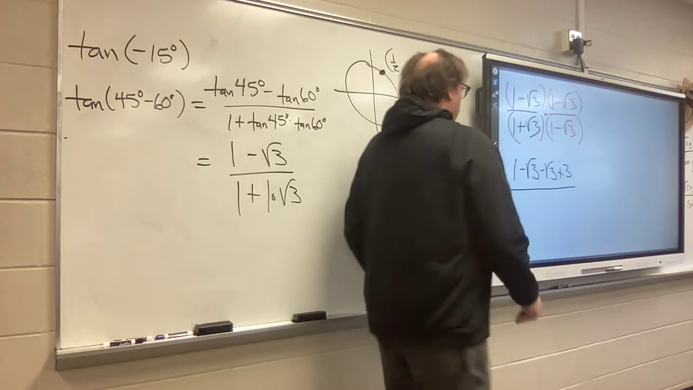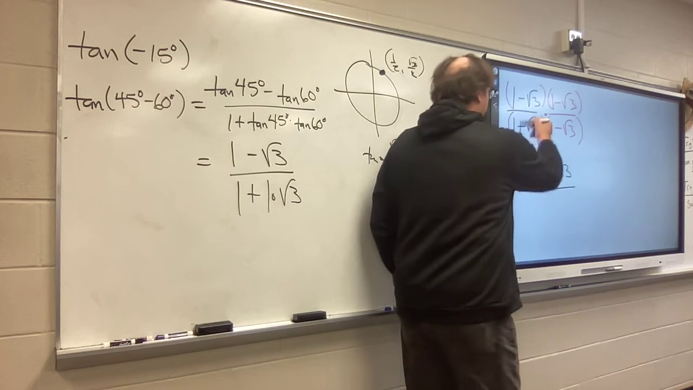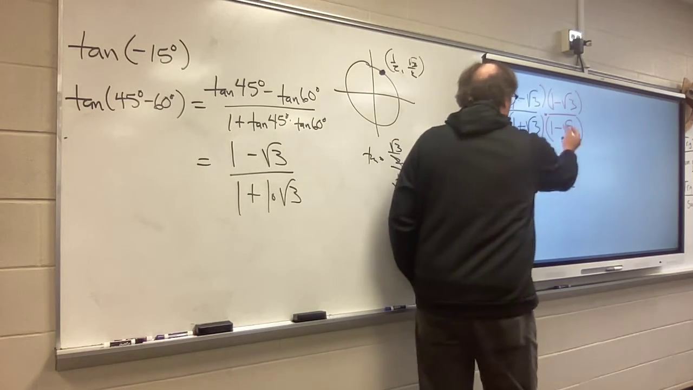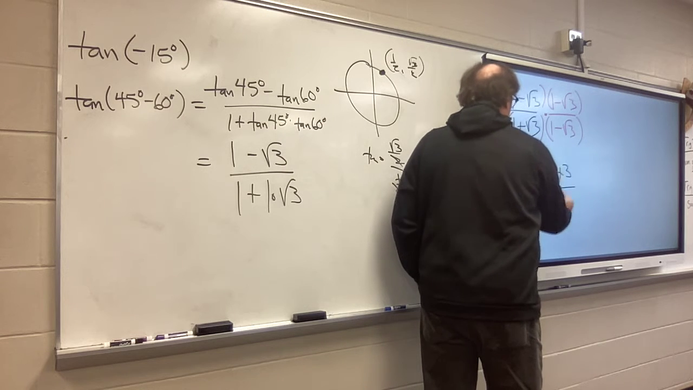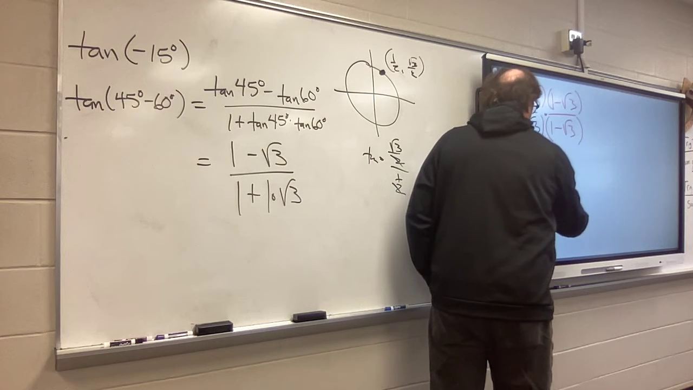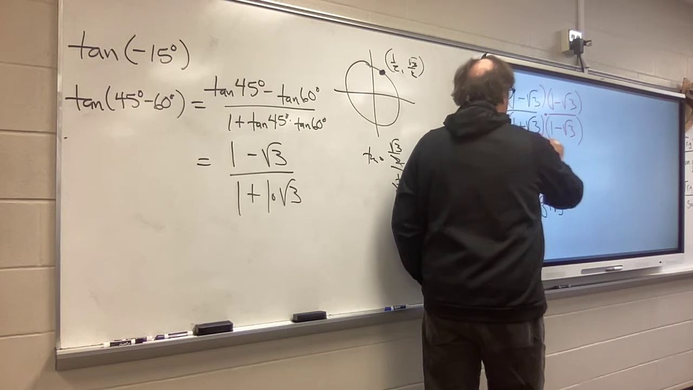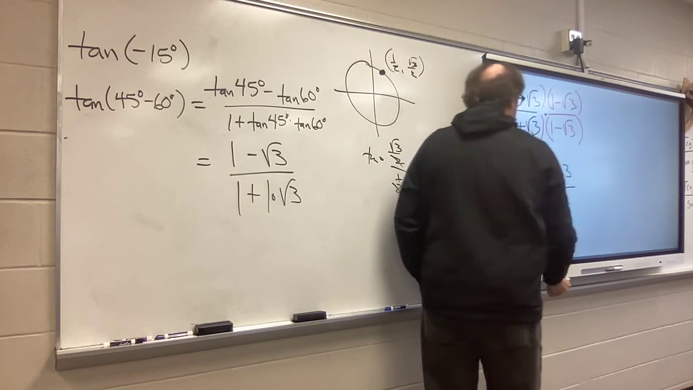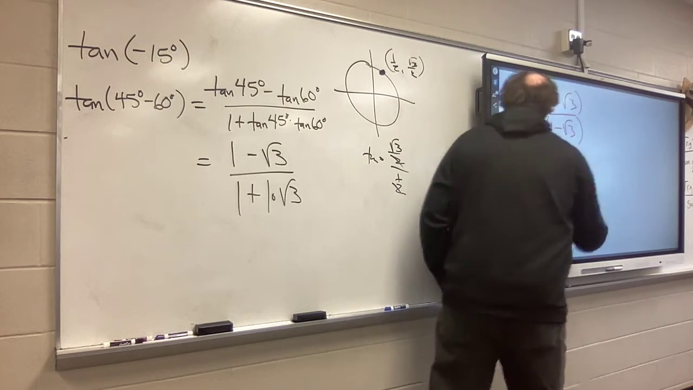The bottom, or the denominator, since I'm being recorded. First, outside, minus root 3. Inside, plus root 3. Last is negative times positive, which is negative. Root 3 times root 3 is 3.